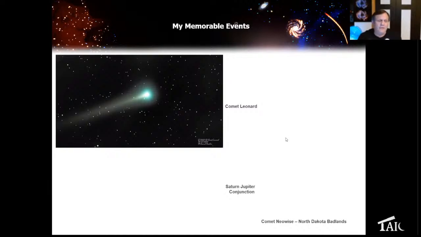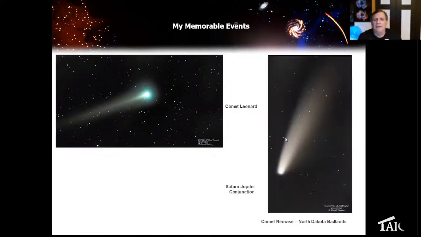Another story about that is I tried using Telescope Live to get this comet because it was so cold here, and I kept missing it, either at the wrong coordinates or there's something wrong with their telescopes, or there's clouds. So I was so excited to get this from my backyard. It was even better that the Telescope Live stuff didn't work because I got it right. And then the other thing, Comet Neowise, a few years ago in July, from the North Dakota Badlands. I went back there for a trip.